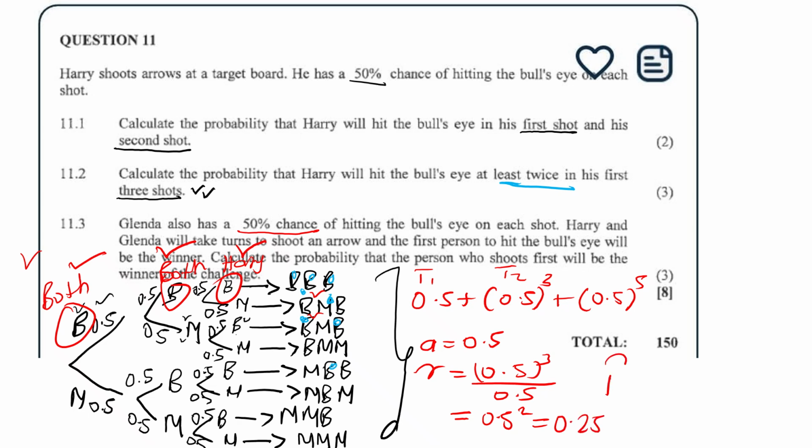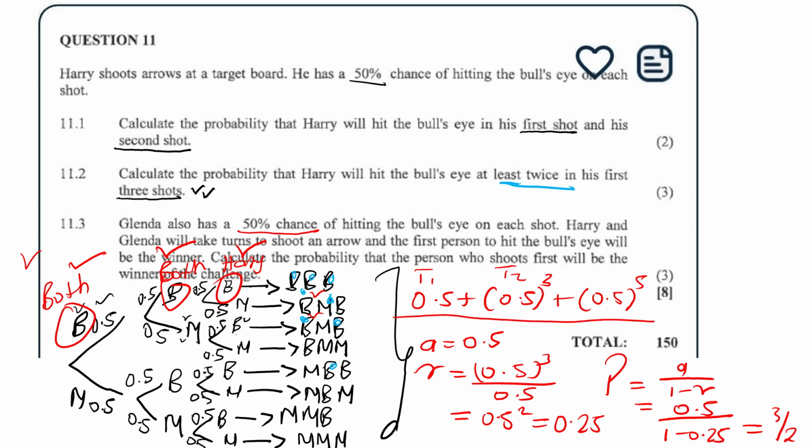Therefore for us to find the probability, we can use the sum to infinity formula. Therefore A over 1 minus R, our A is 0.5, over 1 minus 0.25. Therefore our probability is equal to 2 over 3. So this question was very tricky. It was very tricky because we'll end up having what we call a geometric series.